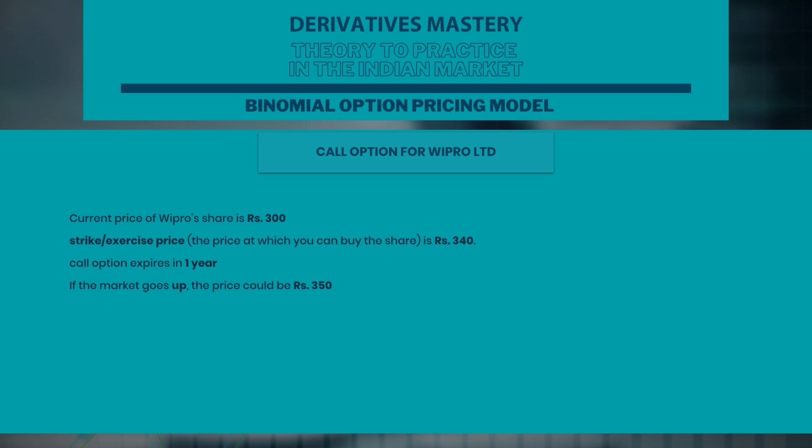Imagine you want to buy a call option for Wipro Limited. The current price of Wipro's share is rupees 300 and the strike or the exercise price, that is the price at which you can buy the share, is rupees 340. The call option expires in 1 year. There are two possible prices for Wipro share after a year. One, if the market goes up, the price could be rupees 350. If the market goes down, the price could be rupees 250. The risk-free interest rate is 7% per year, annual compounding. Now here our task is to calculate the fair value of the call option today.